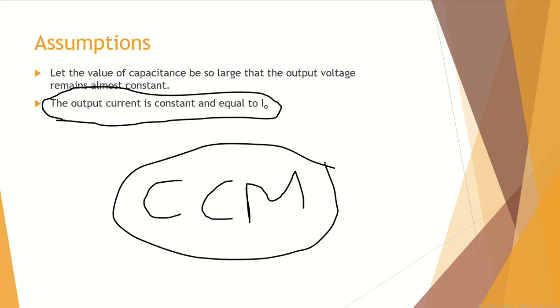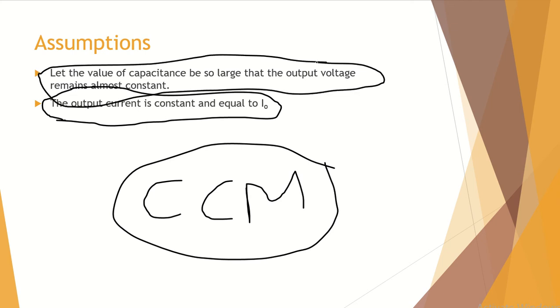We will design this buck converter in constant current mode, which means that the current will flow through the load during the on period and also the off period. And we will choose the inductor such that the output current remains constant. The second assumption is that the value of the capacitor is so large that the ripple is very small. Almost the output voltage is constant.